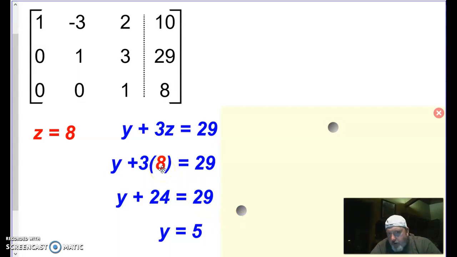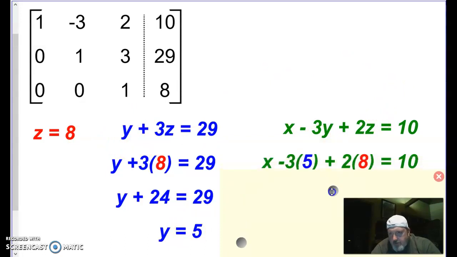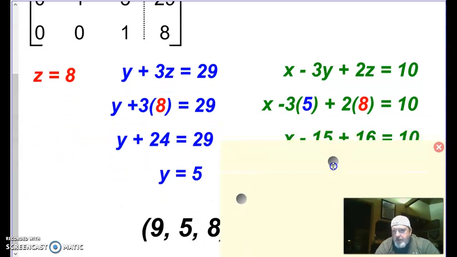Substitute 8 in for z. And so we have y plus 24 equal to 29. Subtract 24, and we know that y is 5. That now sets us up to do the third and final equation. So we have 1x minus 3y plus 2z equal to 10. We know y is 5, and we know z is 8. So we can substitute those values in, and that will allow us to solve for our last value.